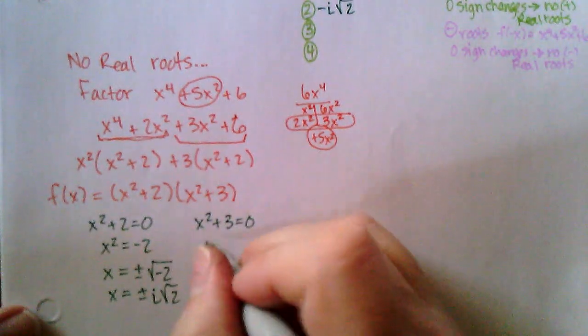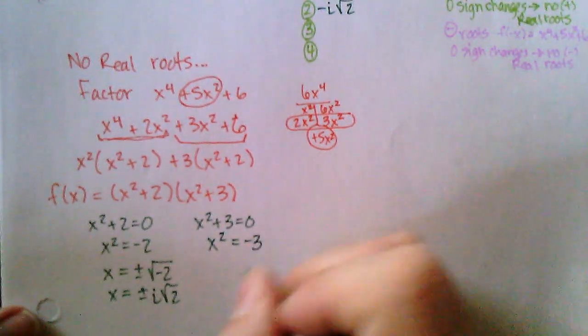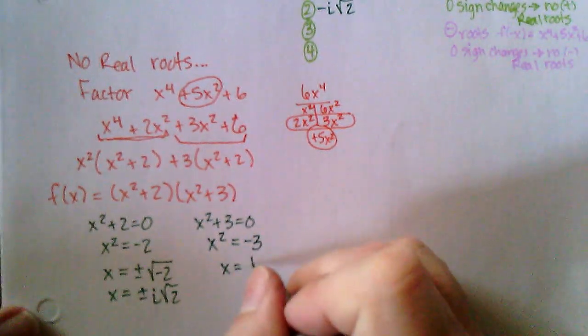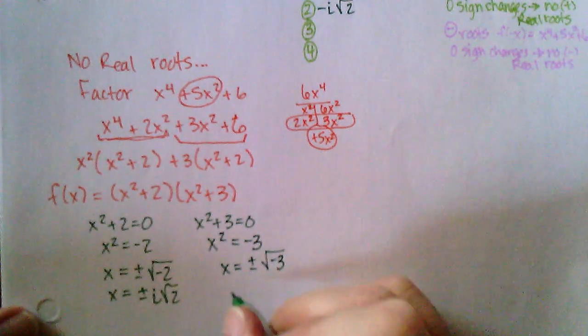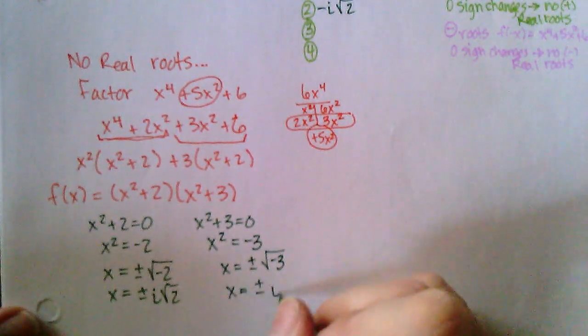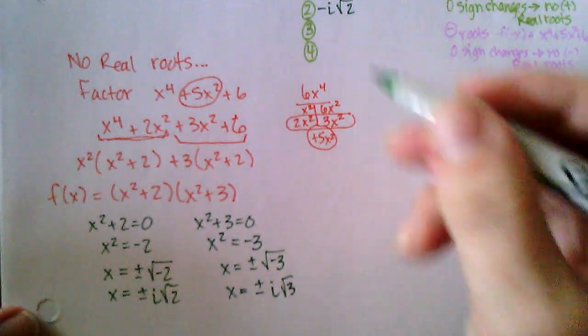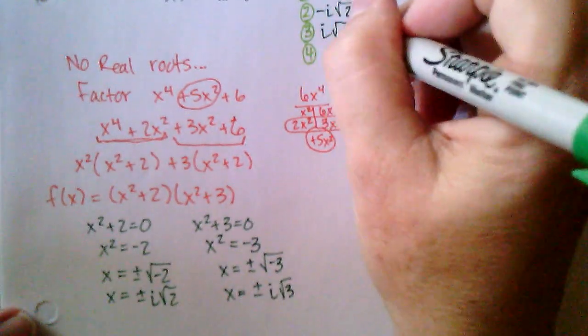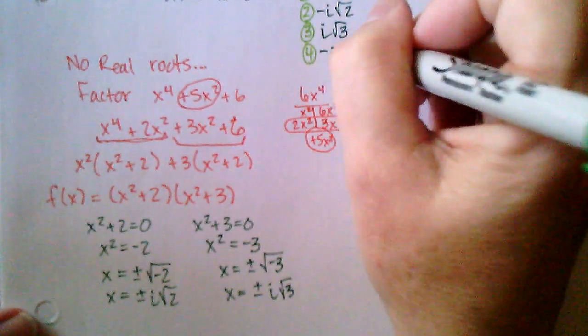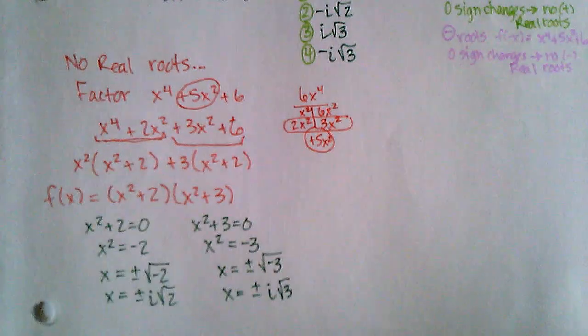And then do the same thing here. So x squared equals negative 3, which means x would be plus or minus square root of negative 3. So plus or minus i square root of 3. So there's my other 2 roots, i square root of 3 and negative i square root of 3.